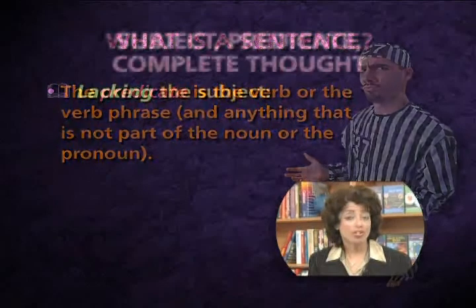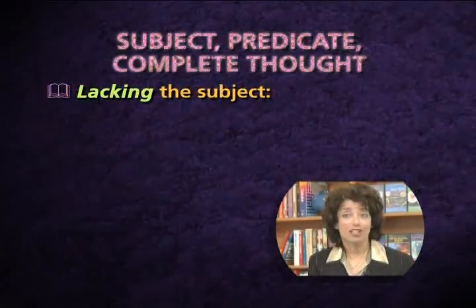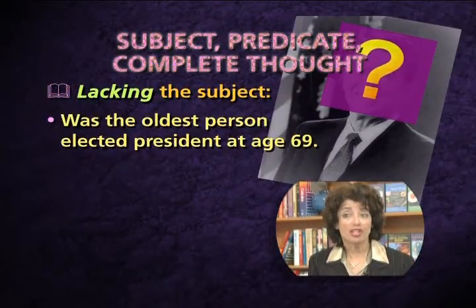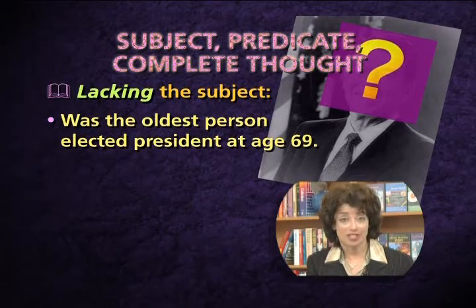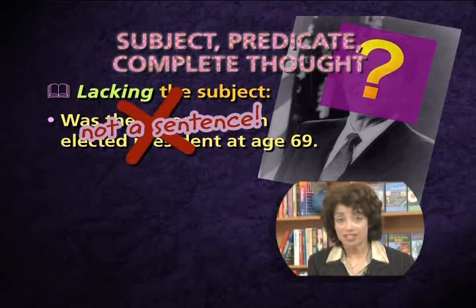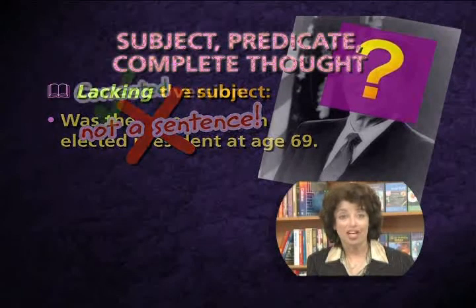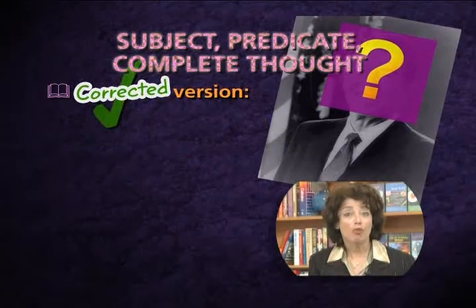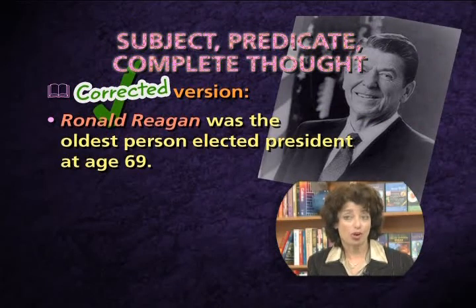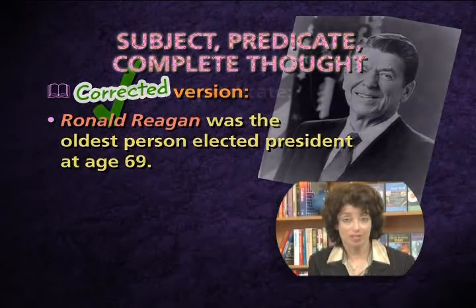Here's a group of words that is lacking the subject. Was the oldest person elected president at age 69? That's not a sentence because we don't know who that oldest person was. Here's the corrected version. Ronald Reagan was the oldest person elected president at age 69. Well, now it's correct because now I have my subject.